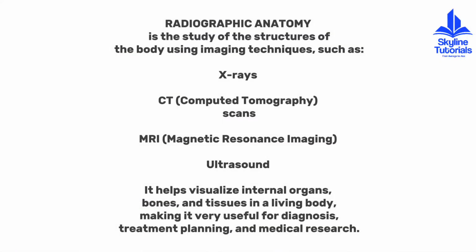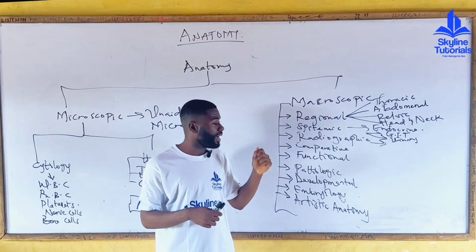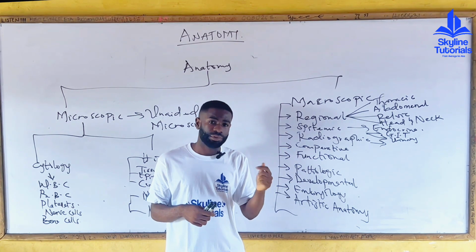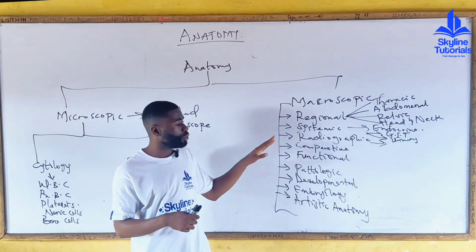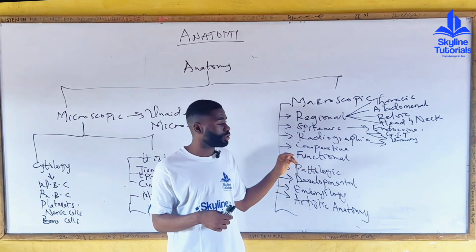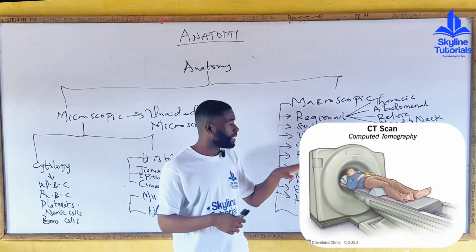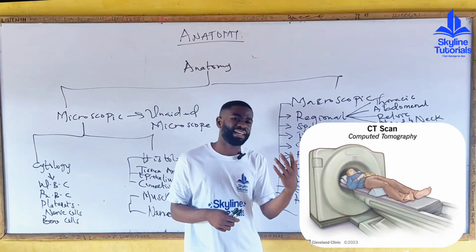The next we look at is radiographic anatomy. Radiographic anatomy simply means the use of imaging tools such as CT scan, that's computed tomographic scan, and also MRI, magnetic resonance imaging, to visualize the internal structures of the human body. Note that radiographic anatomy is majorly used for diagnosis.